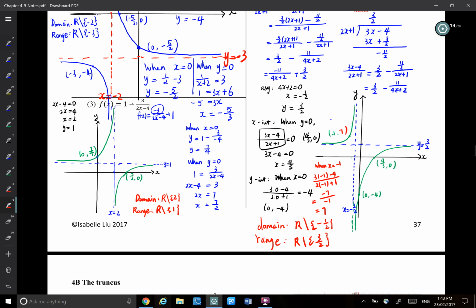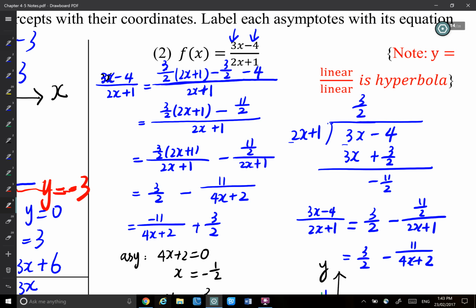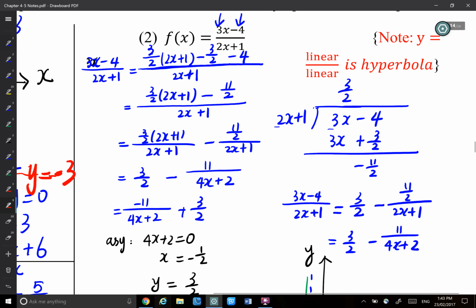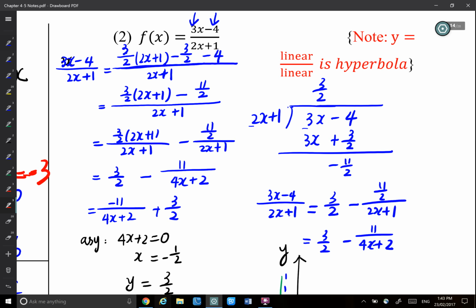Okay, that's for hyperbola. I have shown you 3 types of hyperbolas, and remember, linear on linear will be hyperbola. This is a really useful concept. You use that a lot in year 12. So remember that: linear on linear is hyperbola, and how to make it look like hyperbola.